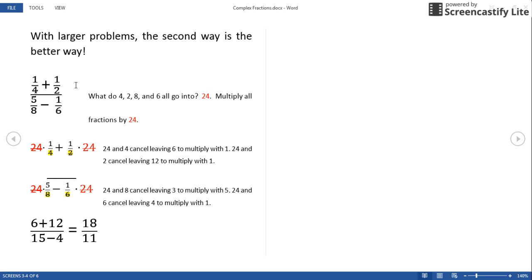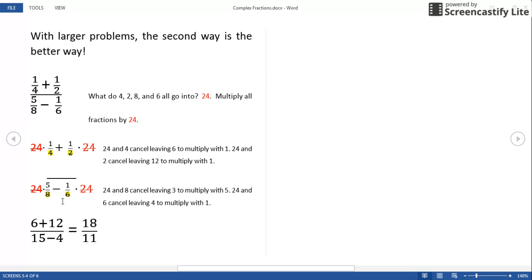First, we need to think about what do all of the small denominators go into. 4, 2, 8, and 6, they all go into 24. So let's multiply everything here, top and bottom, every single fraction by 24. For the first fraction on top, the 4 and the 24 will cancel, leaving a 6. That 6 needs to be multiplied times this 1. On the back, 2 goes into 24 12 times, and that 12 will multiply with this 1.